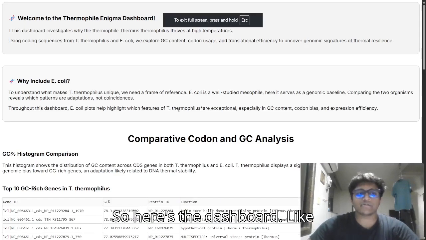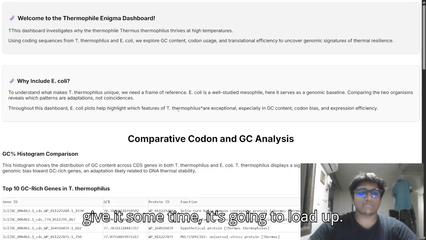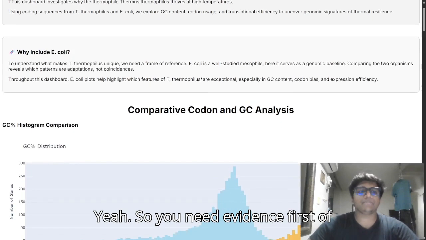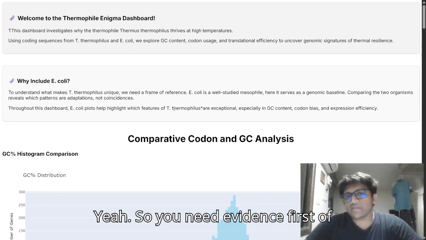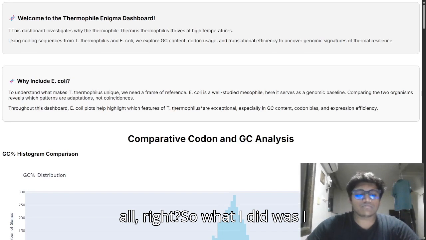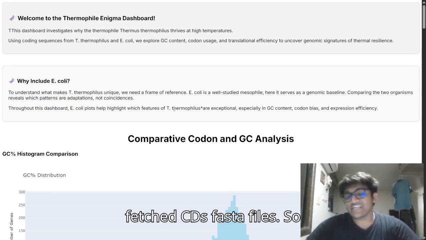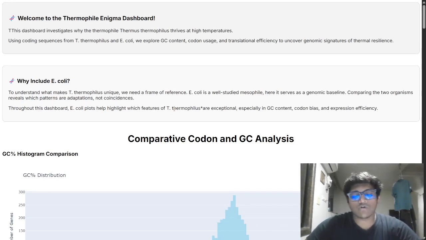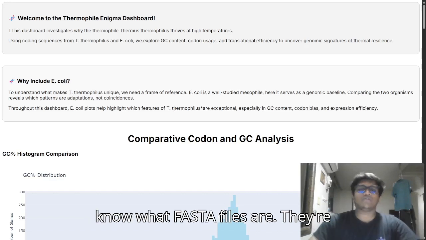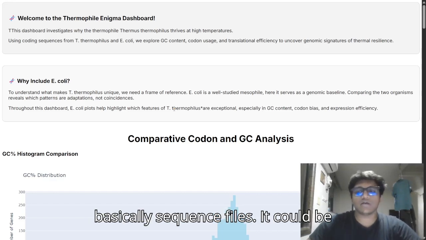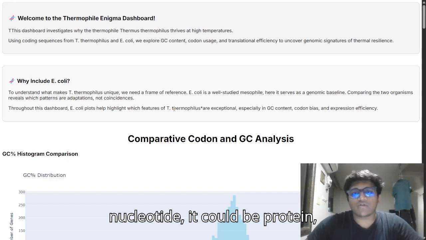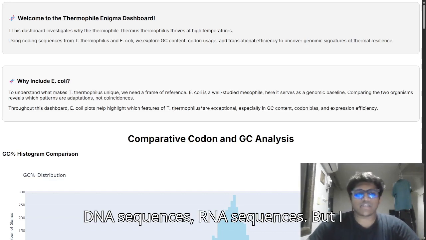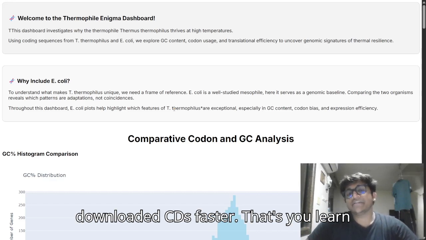So, here's the dashboard. Give it some time, it's going to load up. You need evidence first of all, right? So what I did was I fetched CDS FASTA files. If you're aware of biotechnology, you know what FASTA files are. They're basically sequence files. It could be nucleotide, protein, DNA sequences, RNA sequences. But I downloaded CDS FASTA.